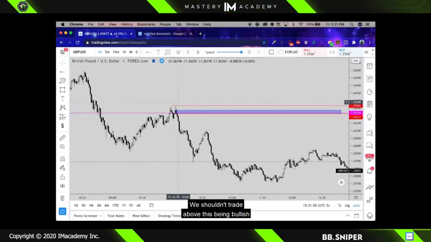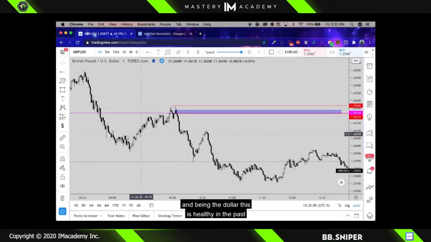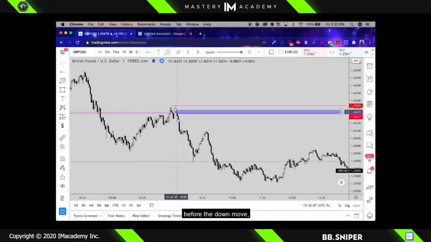We shouldn't trade above this being bullish, and being that all of this is healthy in the past to the left. So stop above the high, looking to execute at the open of the up move before the down move. We've got our entry and our stop determined.